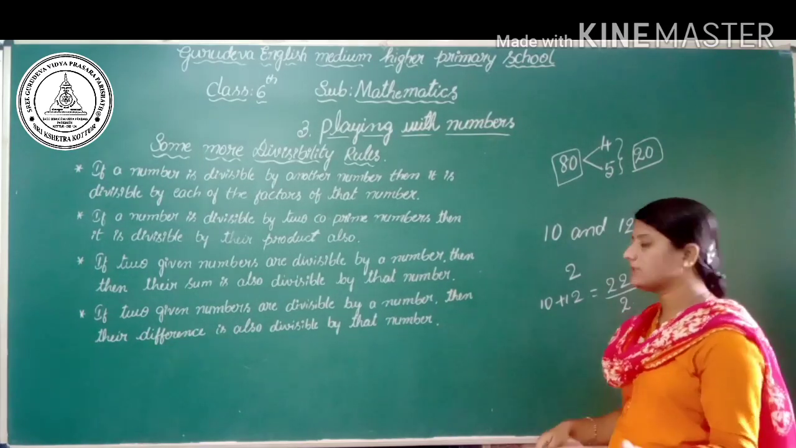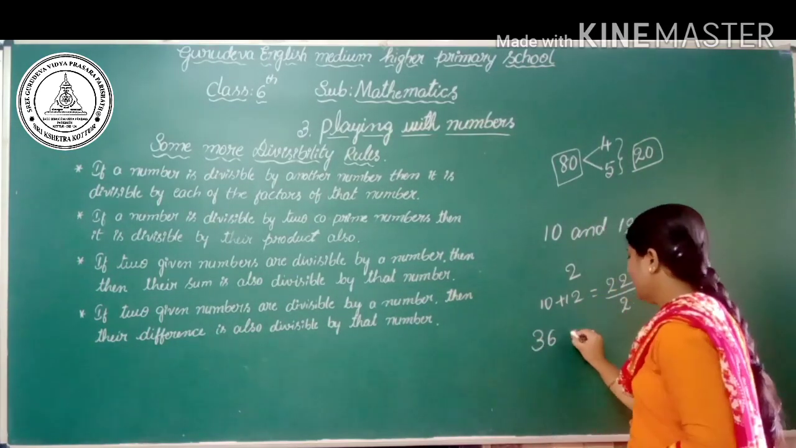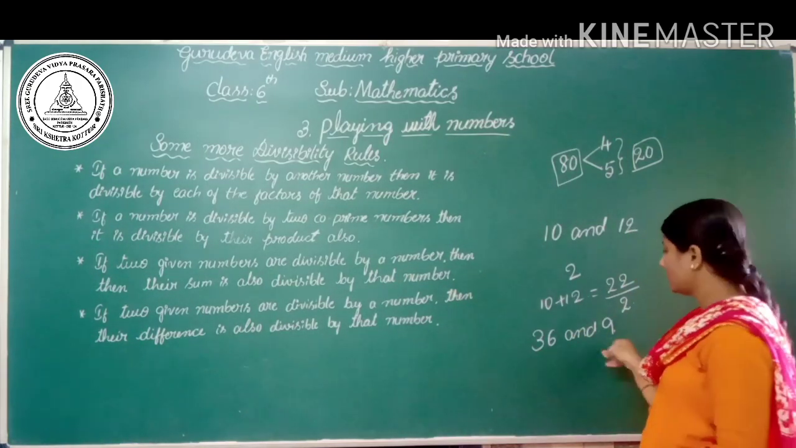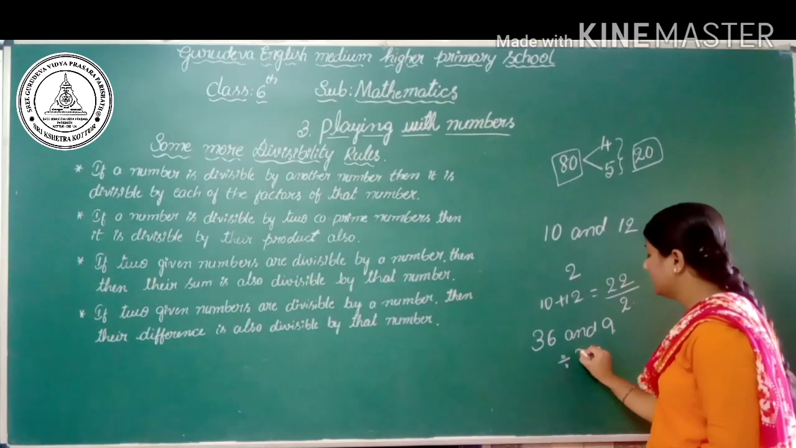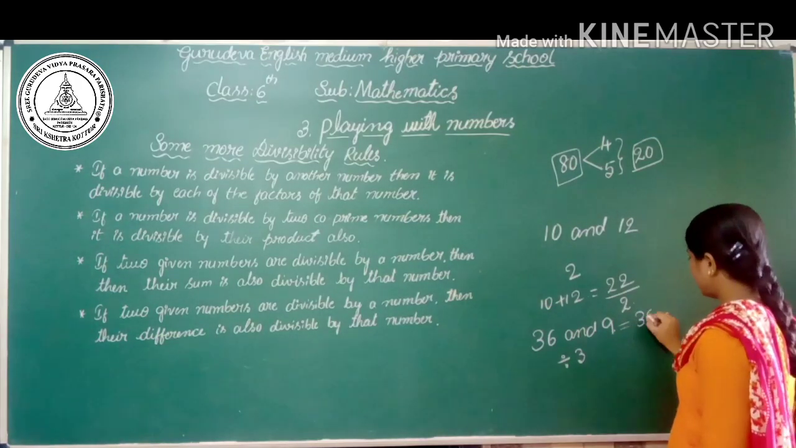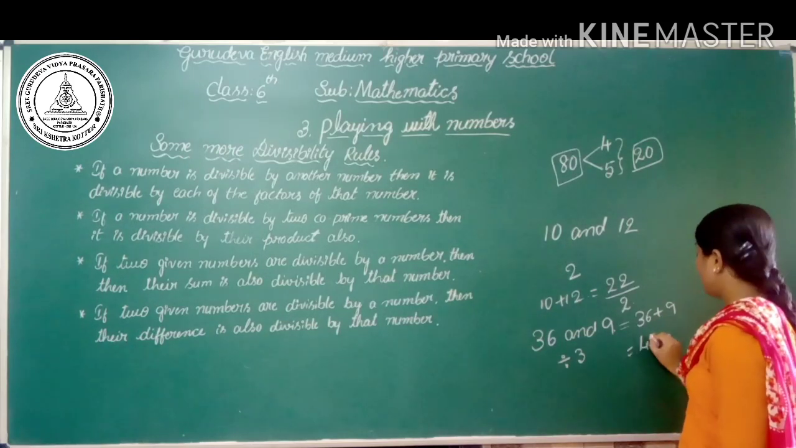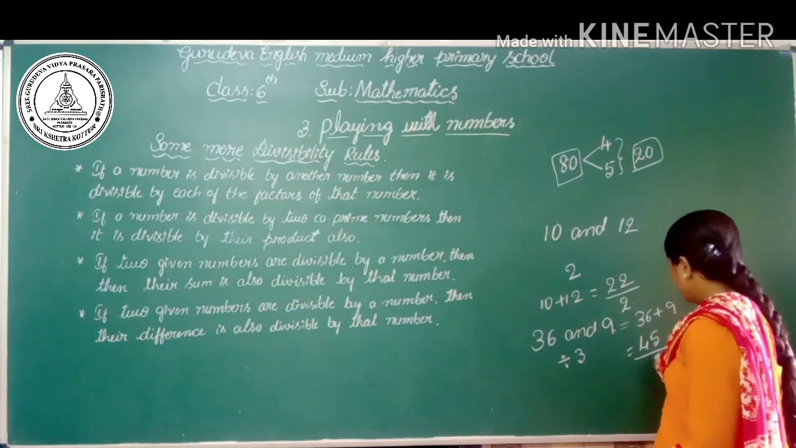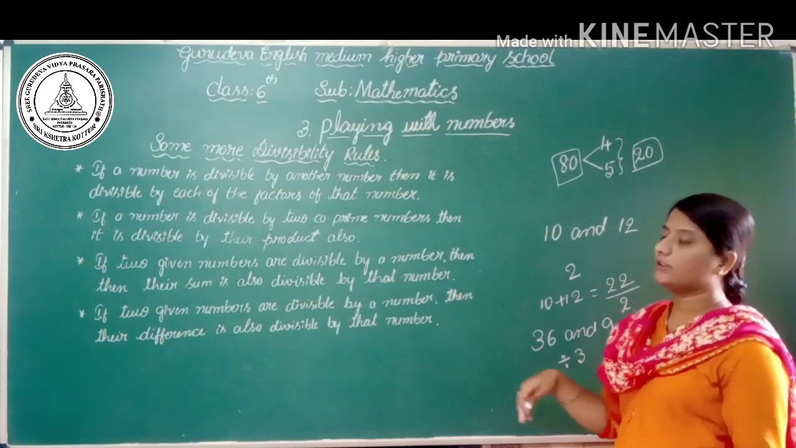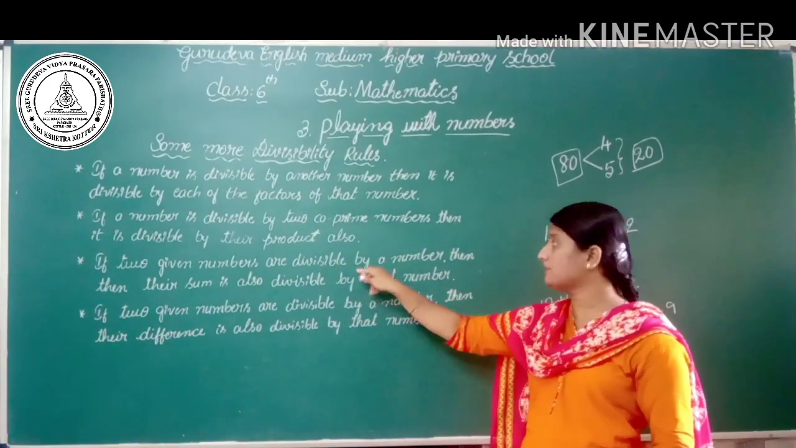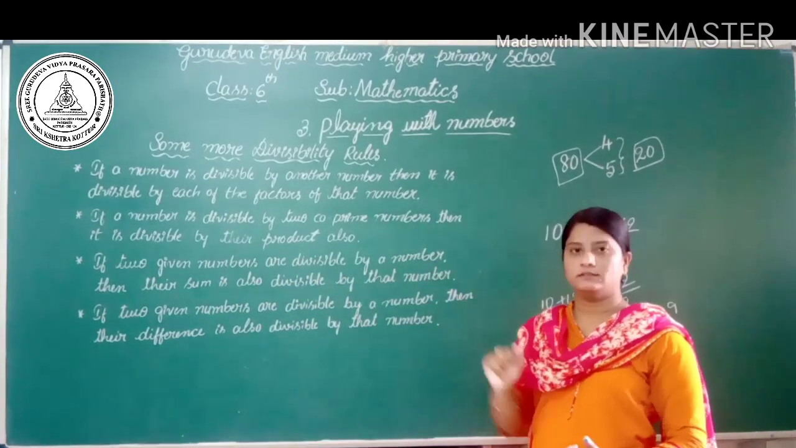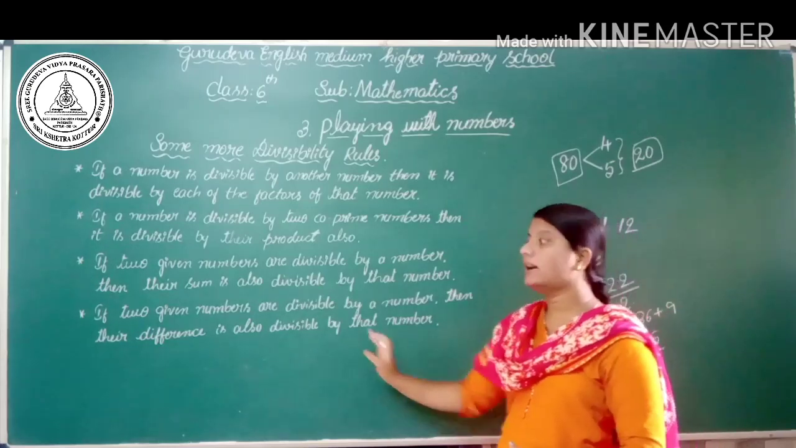You can take another example also, that is 36 and 9. Okay. So 36 and 9. These two numbers are divisible by 3, and their sum, that is 36 plus 9, is equal to 45. Then 45 is also divisible by 3. Okay. So the third rule says that if given numbers are divisible by a number, then their sum is also divisible by the number. Is it clear? Yes. Let's go to the fourth rule.